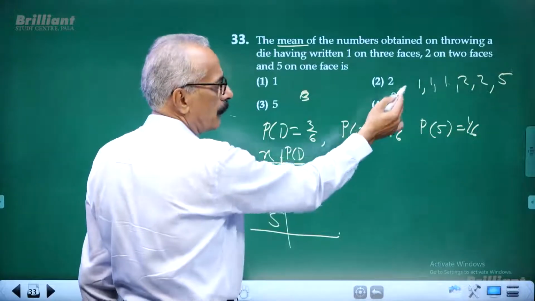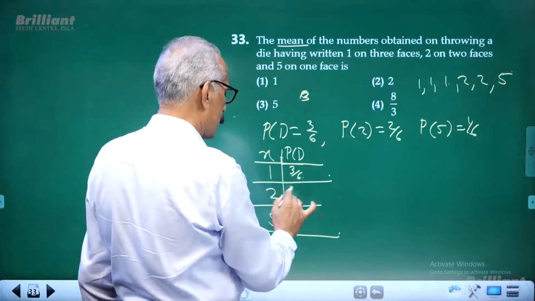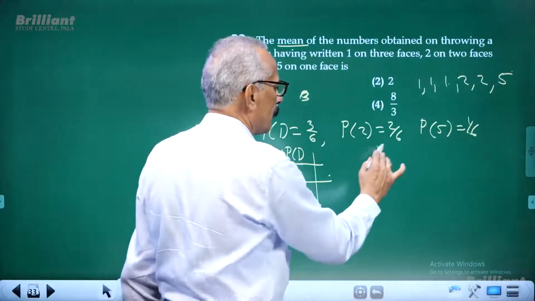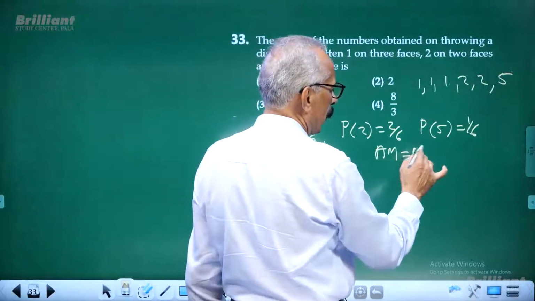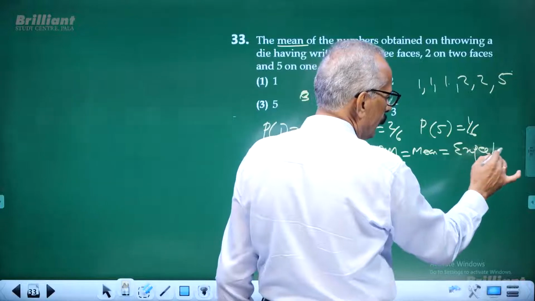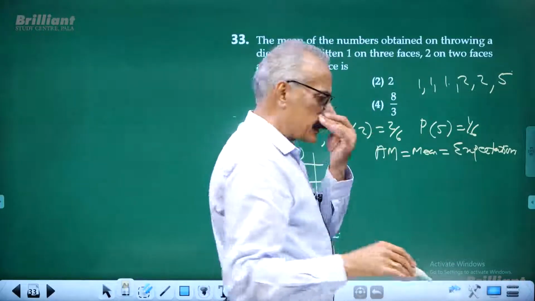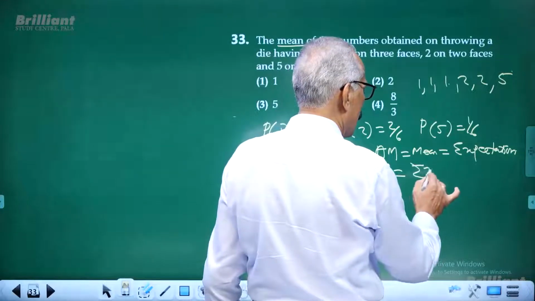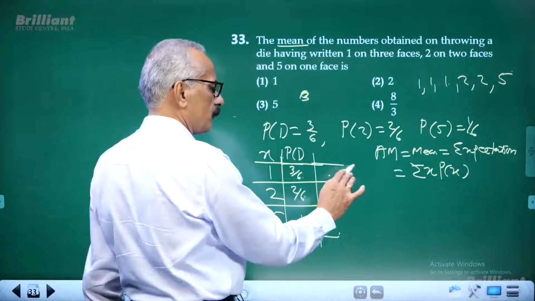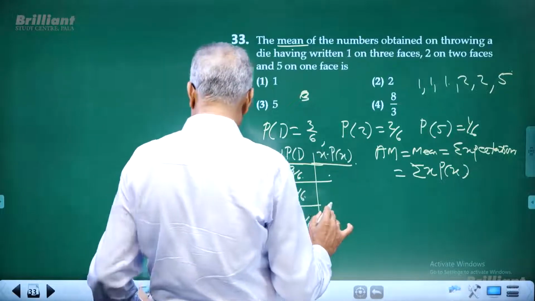Probability of 1, I told you, 3 out of 6. Let us take 3 by 6 only. Next is 2 by 6. Next is 1 by 6. What's the formula for arithmetic mean? Arithmetic mean, or simply mean, is also called expectation, or expected number of successes. The formula is sigma x into p of x. So you have to frame one more column: x into p of x.